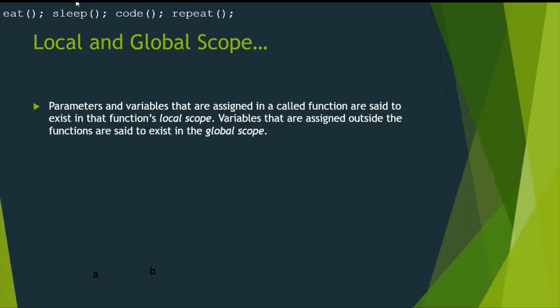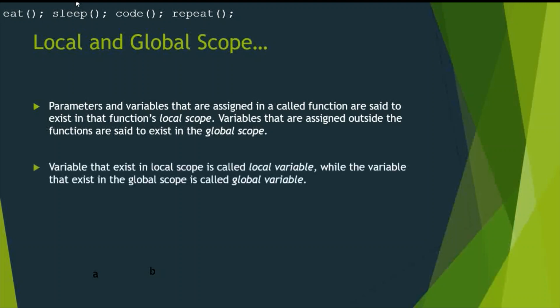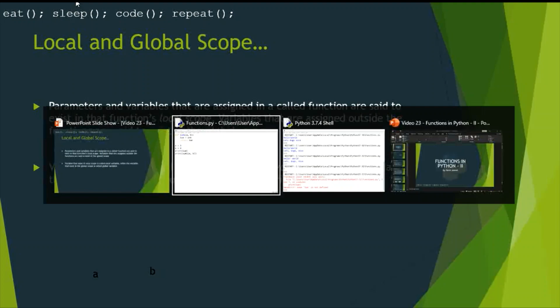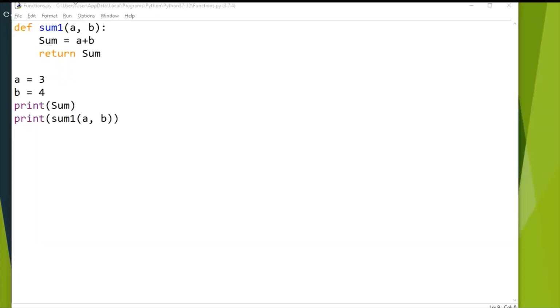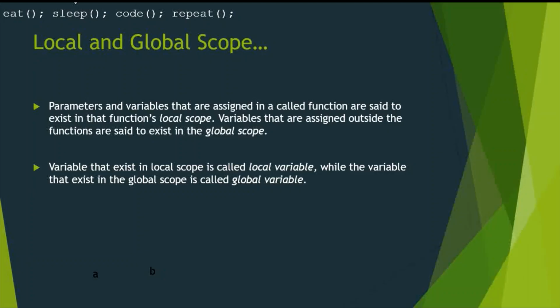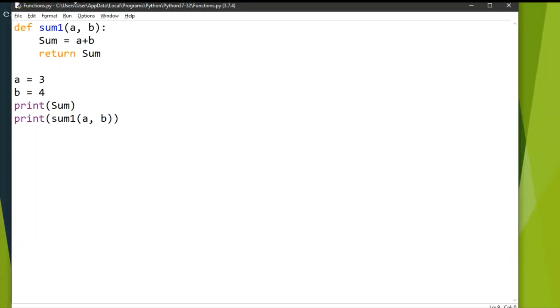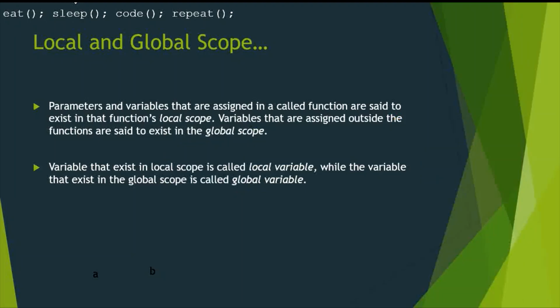Do you get what I mean? Next, variables that exist in a local scope are called local variables. So here sum is the local variable for that particular function. Variables that exist in the global scope are called global variables. So here a and b are the global variables. Is that clear? Moving forward.